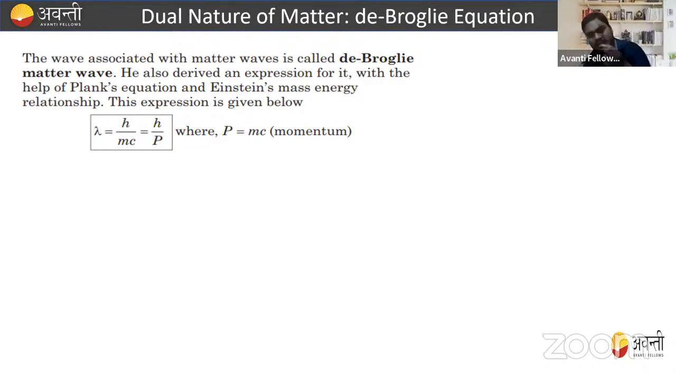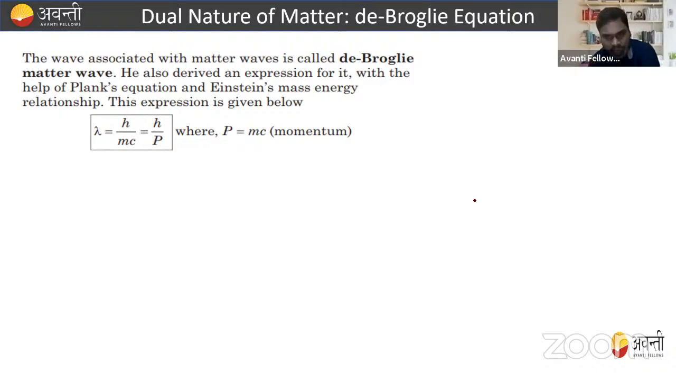For example, this pen is of particle nature because it has some mass, and there is a wave associated with this pen as well. When it moves from one place to another place, there is some wave which controls its motion. So he discovered the wave associated with matter, called the de Broglie matter wave. It means he derived one new wave that is called the matter wave. He also derived an expression for it with the help of Planck's equation and Einstein's mass-energy relationship.